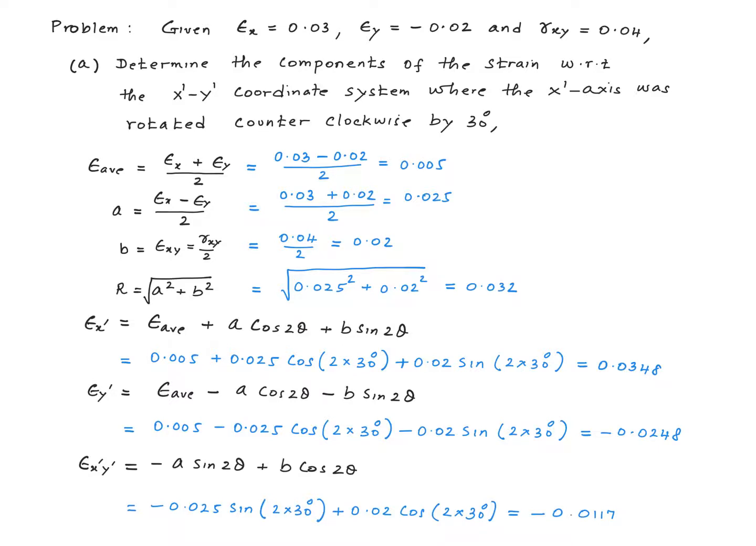Alright, now it's a matter of substituting numbers into these transformation equations. So that's what I have done here, and the values that I'm getting are these. This is my epsilon x prime, and this is my epsilon y prime, and this is my epsilon x prime y prime. And if you do want to calculate gamma x prime y prime, all you have to do is to multiply this by 2.